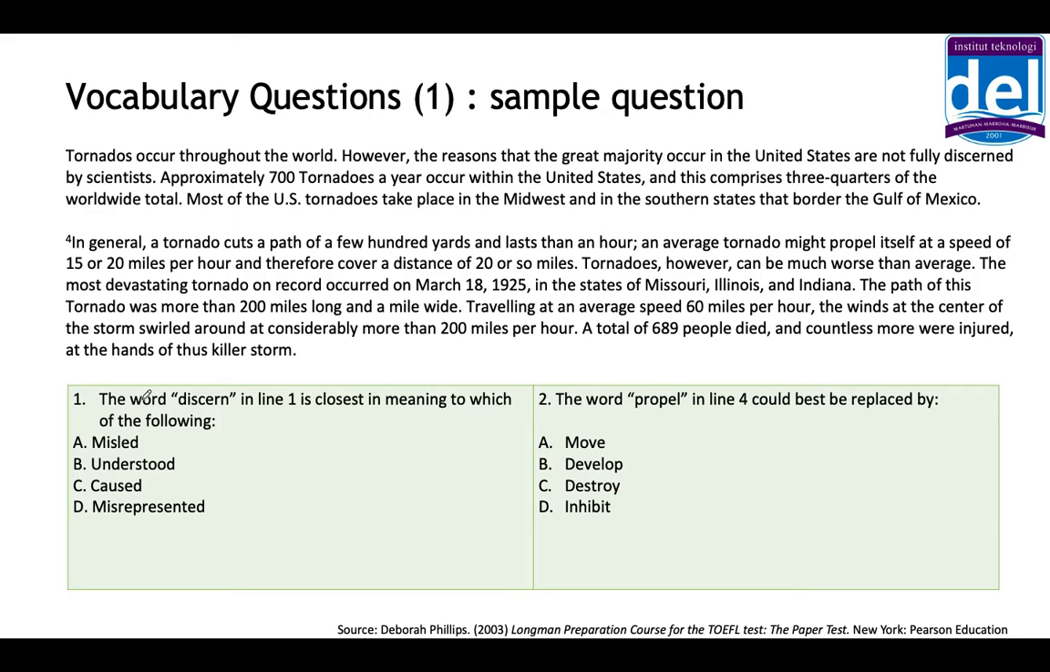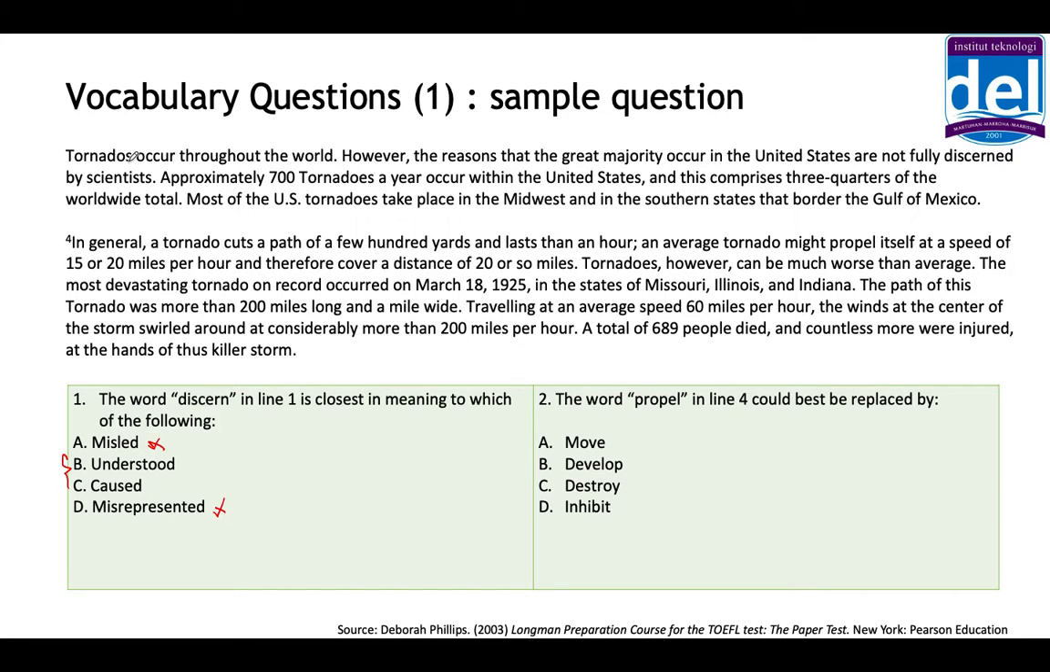First, we go to the question and it says the word discern in line 1 is closest in meaning to which of the following. So we are required to determine the meaning of the word discern in line 1. But you have to keep in mind that before you are able to answer this question, you have to understand the meaning of its options. So you have to know the meaning of misled, understood, caused, and misrepresented. It seems from these options that there are two words that have the same meaning. They are misled and misrepresented. If you find this case in a reading comprehension question, you can automatically eliminate these two options because they have the same meaning. And now we can focus on these two options, which are understood and caused.